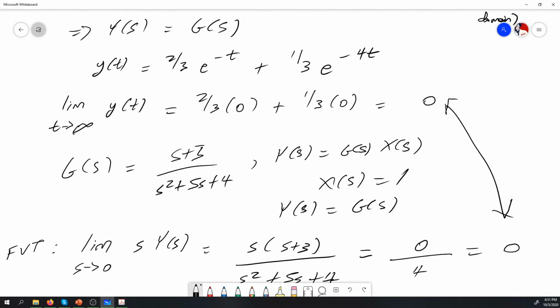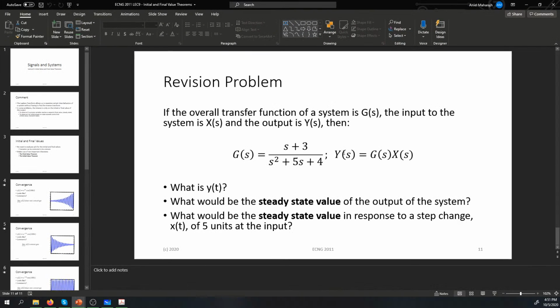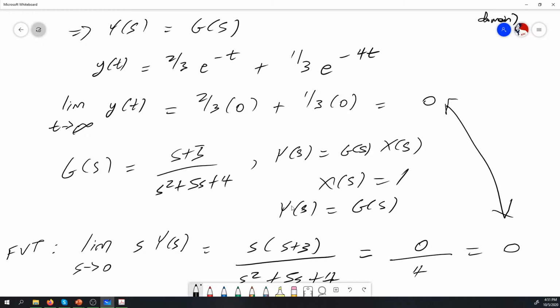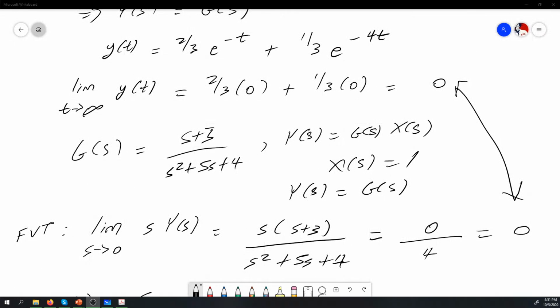But the second question basically asks us what will be the steady state value of the output of the system. The reason why I did the evaluation in time here is just to show the relationship between doing the evaluation in time versus the evaluation in the Laplace domain.